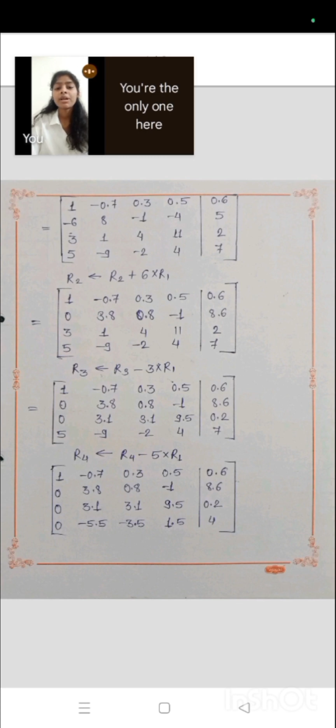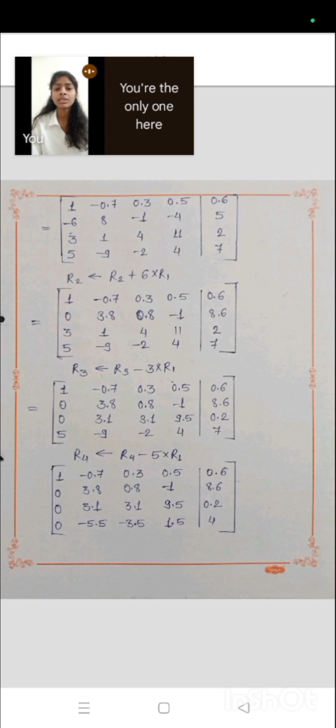Okay, so we put the operation in row 2: R2 plus 6 into R1. Row 2 value is minus 6, so minus 6 plus 6 into R1 value 1, so the answer is minus 6 plus 6 is equal to 0. So we put row 2 column 1 value as 0, and again we put the operation in row 2 column 2. The R2 value is 8 and the R1 value is minus 0.7, so the operation is 8 plus 6 into minus 0.7. So we solve this equation, we will get the value 3.8.